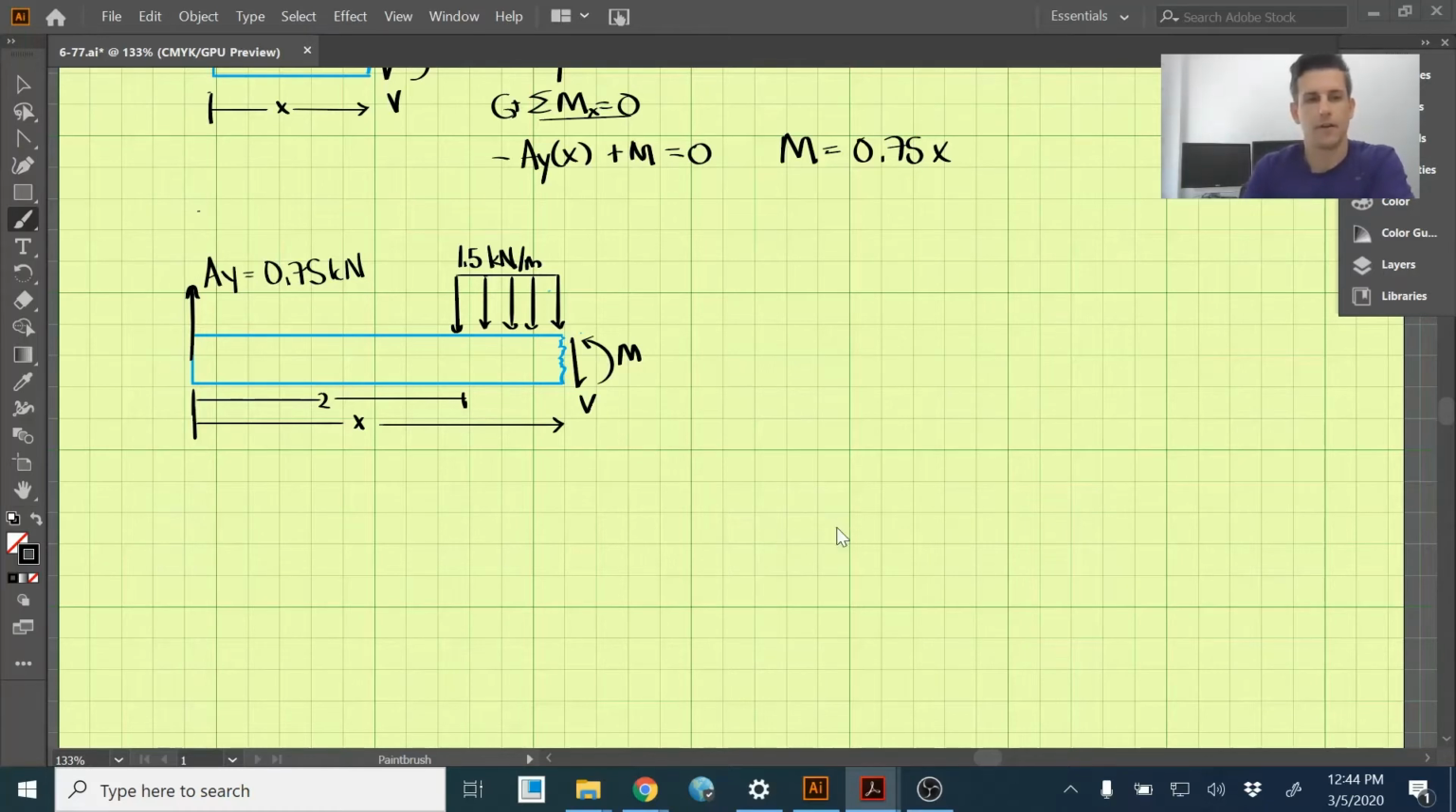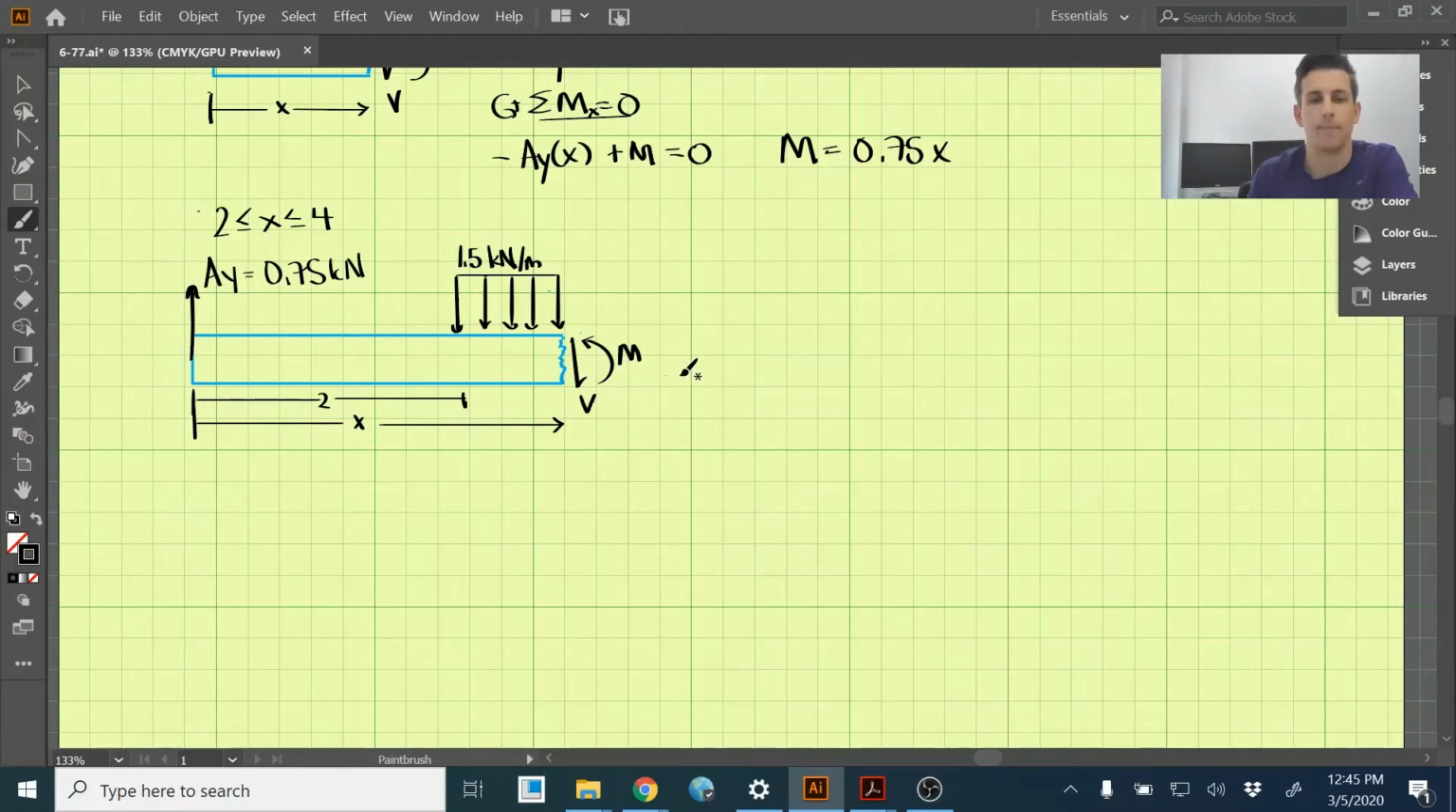So we have our next diagram here, and what we're trying to find is x between 2 and 4. So it's the second half of our structure. Even though we're just doing it from 2 to 4, we need to still draw the total left-hand side of this diagram. And we still have our AY, which is 0.75, and our distributed load. And then the way we broke this, we have our positive sign convention for the shear and the moment, V and M.